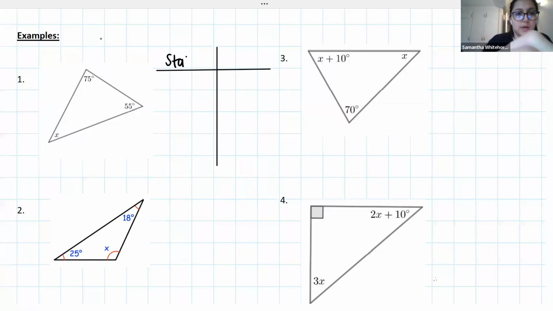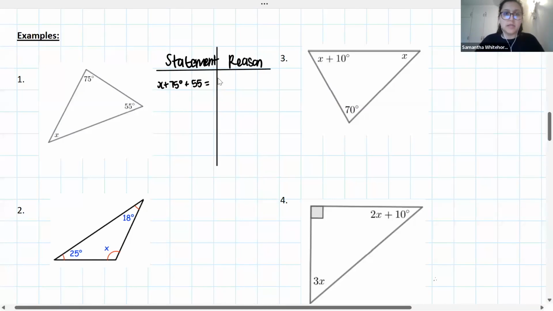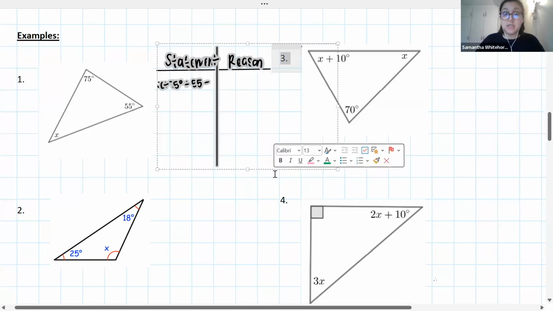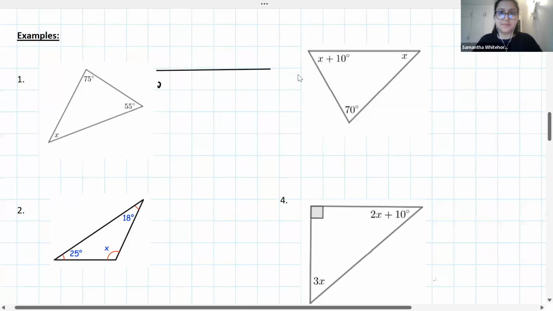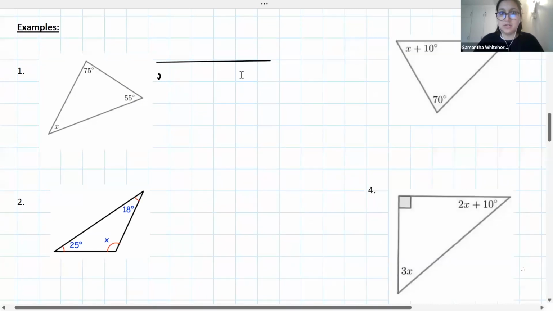Okay, so question 1, nice and easy, like I say. All we do is add up all of those angles, because we know that x plus 75 plus 55 must give me 180. I'm going to shove those two over, because you can do that on a computer. Okay, there we go.